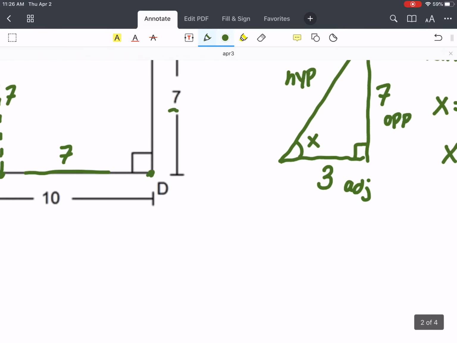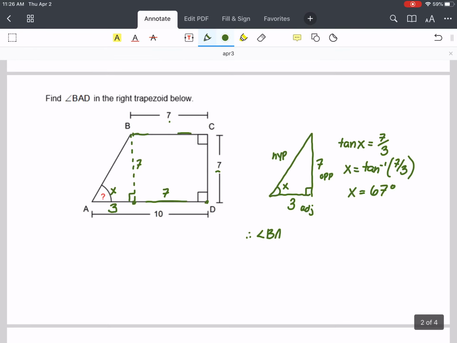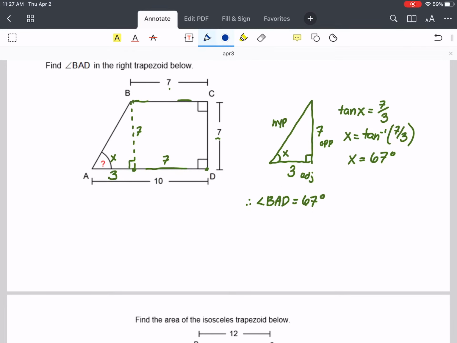So therefore angle BAD is 67 degrees. All right, nice. That's example 2. I like to switch the colors, keeps things slightly more entertaining. Okay, next example.